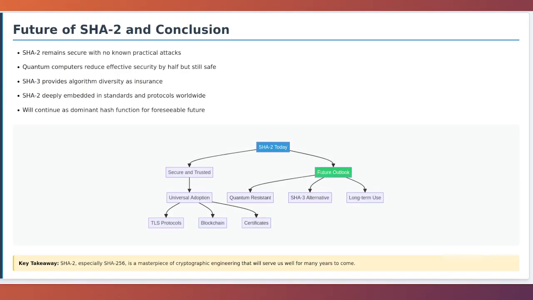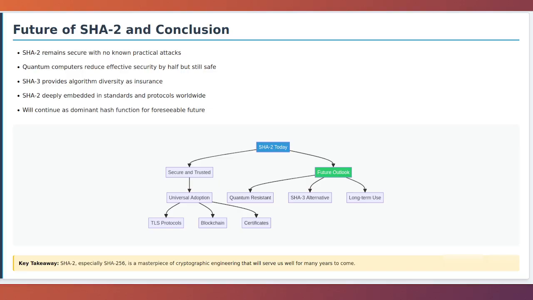Future of SHA-2 and conclusion. As we wrap up this comprehensive guide to SHA-2, let's look at the future outlook and key takeaways. SHA-2 has proven to be remarkably resilient. Published in 2001, it has withstood over 2 decades of intense cryptanalytic scrutiny without any practical attacks being discovered. The algorithm's design, with its multiple rounds of complex mixing operations, carefully chosen constants, and strong mathematical foundation, has stood the test of time. Looking forward, SHA-2 will continue to be the dominant hash function for many years to come.